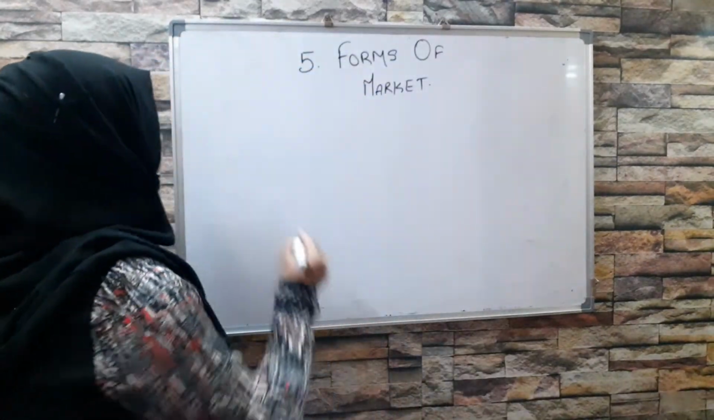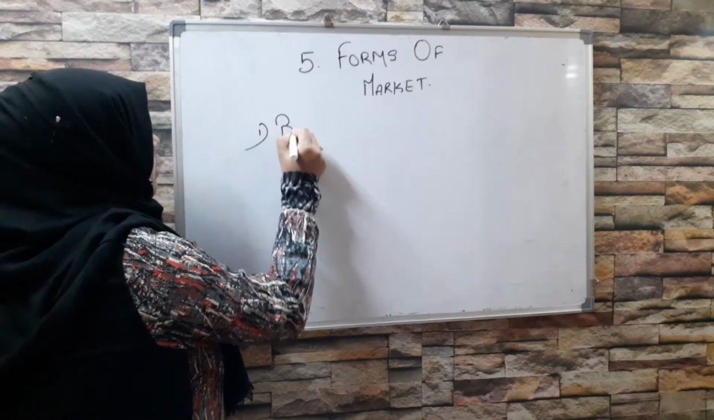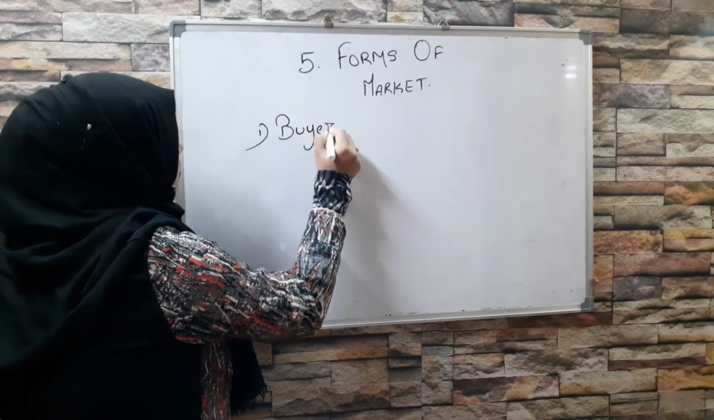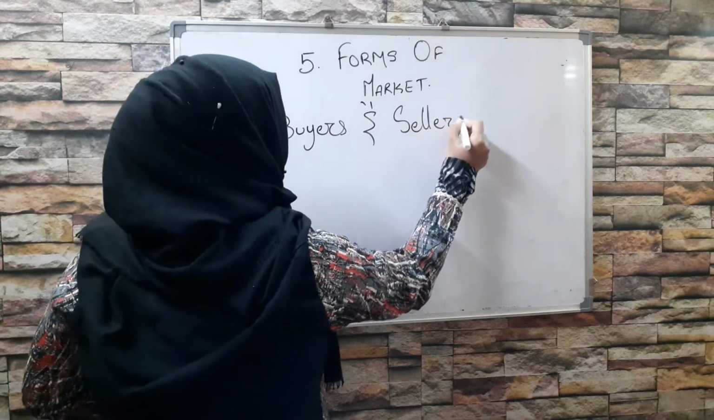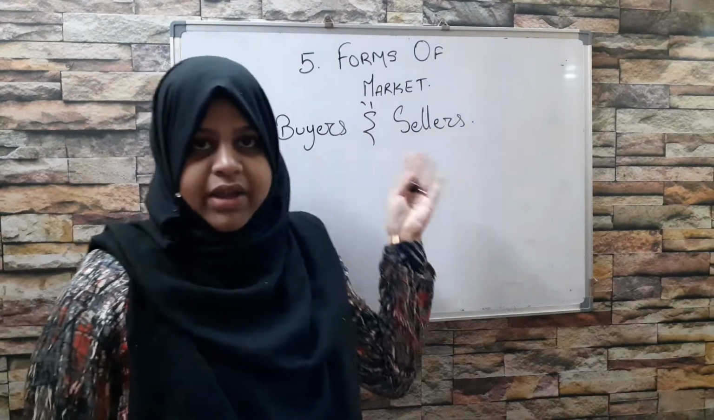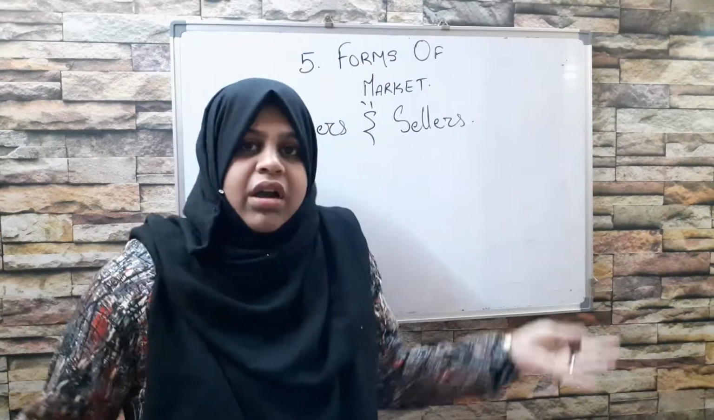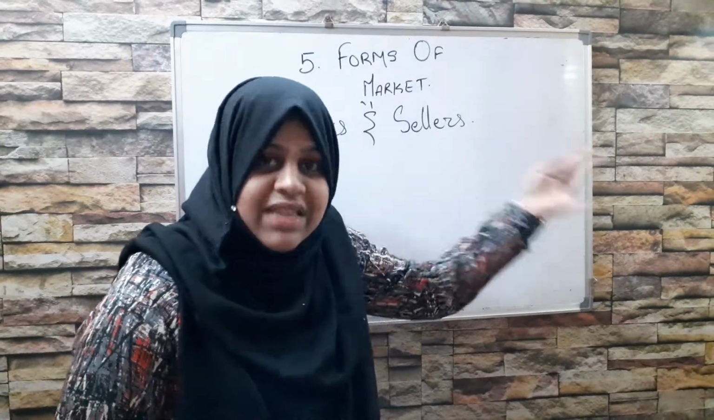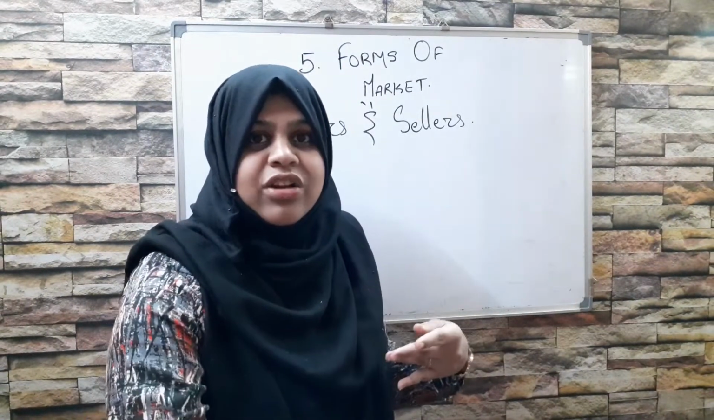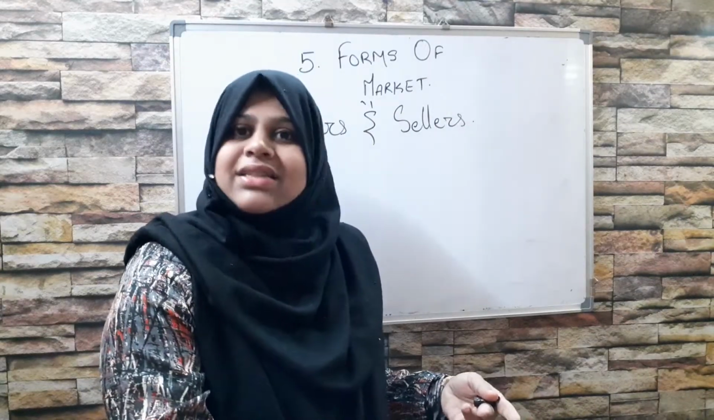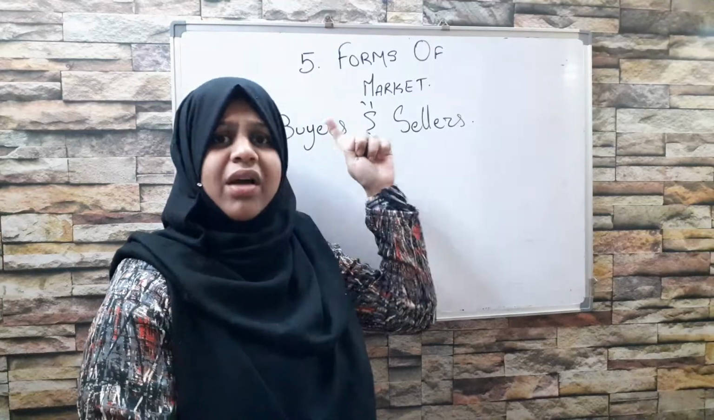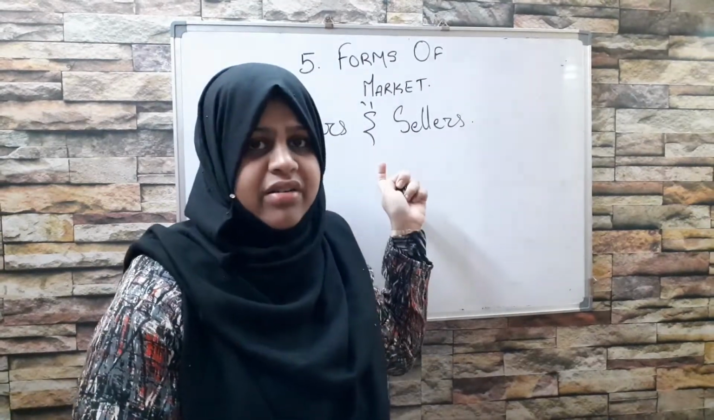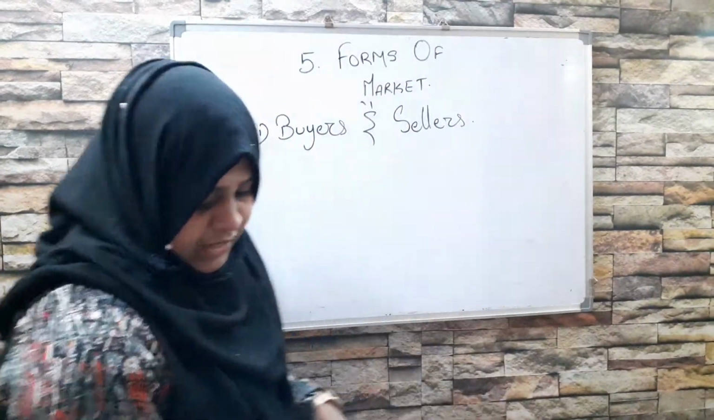The first one, buyers and the sellers. Without the buyers, without the customers, market is incomplete. And without the sellers who are actually there to cater to our demands and needs, the market is incomplete. So first requirement of a market is the buyers and the sellers.